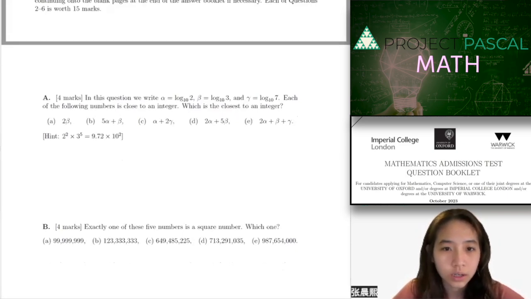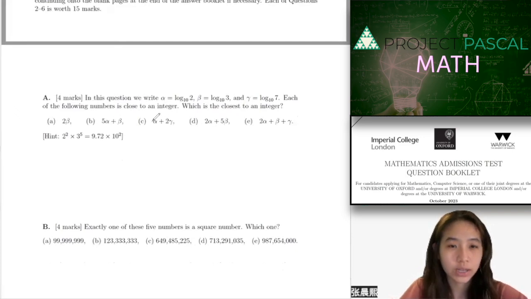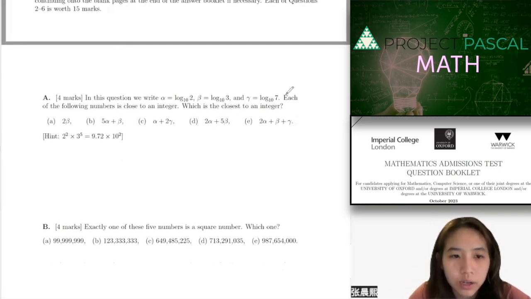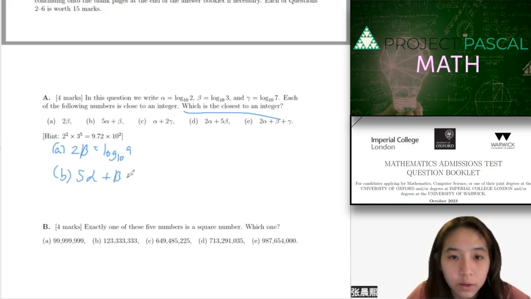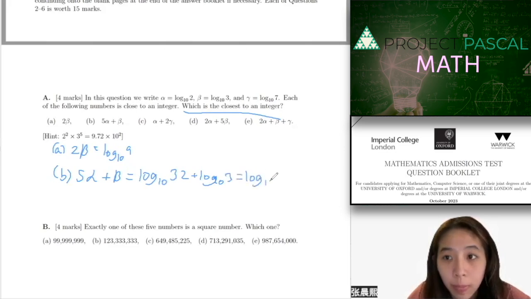Alrighty, so the first question asks which of these numbers is closest to an integer. So we consider each of these. 2 beta is equal to log 10 of 9, and then 5 alpha plus beta equals log 10 of 32 plus log 10 of 3, which is log 10 of 96.